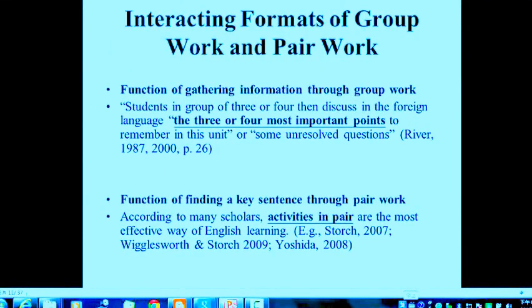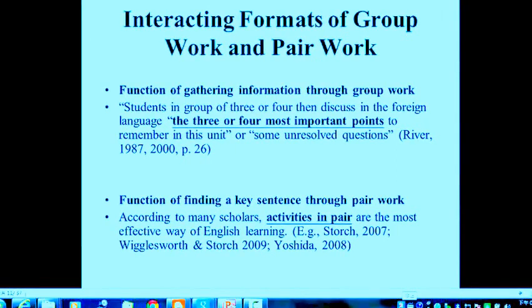About the function of gathering information through group work. Students in groups of 3 or 4 then discuss in the foreign language the 3 or 4 most important points to remember in this unit or some unresolved questions, according to River's statements. According to many scholars, activities in pair are the most effective way of English learning.